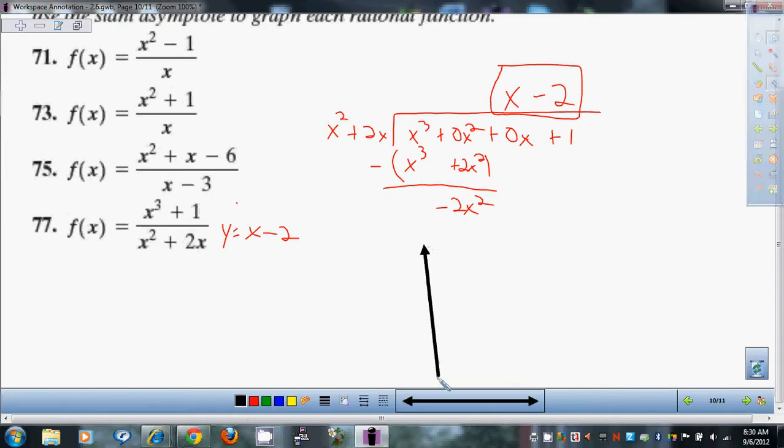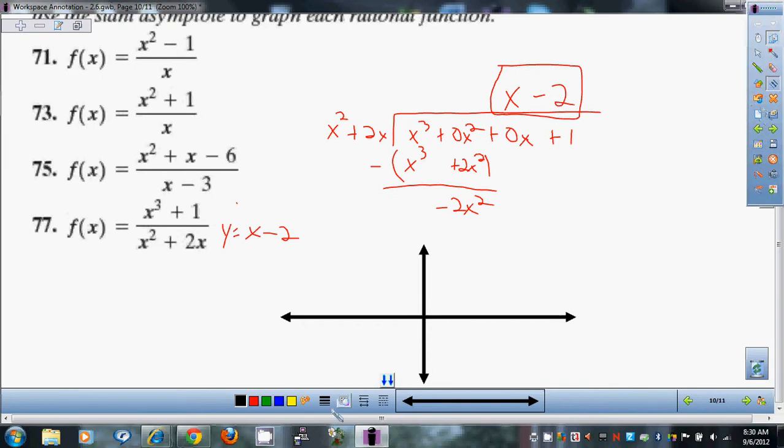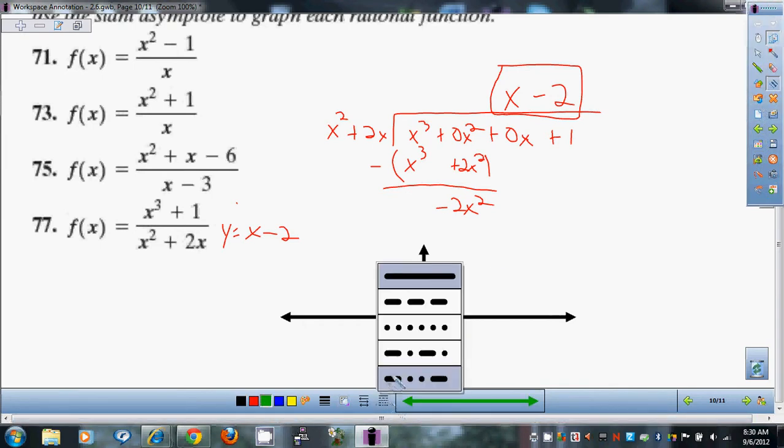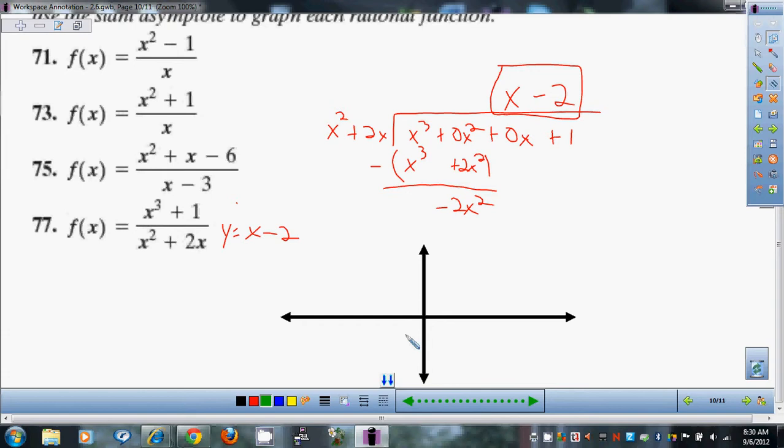Let me get some axes on here. Here's what that would look like, for the asymptote, for that slant. Are there any other asymptotes for 77? Well, let's see. You can't just assume that. You have to solve it. Factor out an x. What's going to make that thing equal to 0?